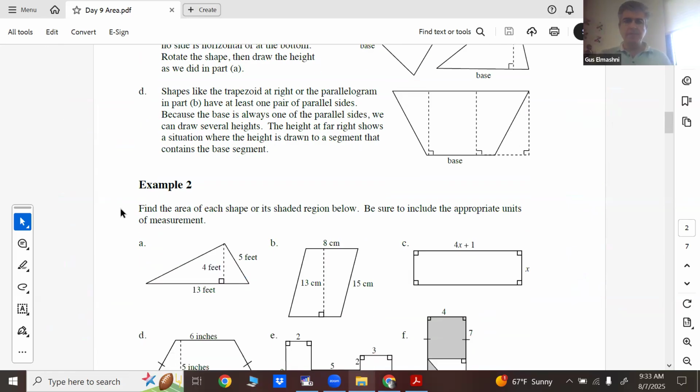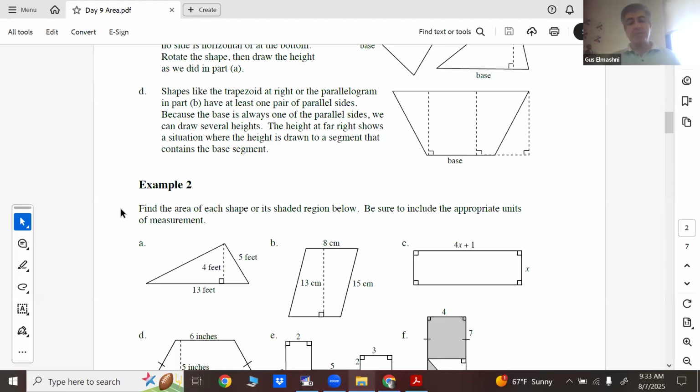Probably have at least one parallel side. Because the base is always one of the parallel sides, we can draw several heights. The height at far right shows a situation where the height is drawn to a segment that contains the base segment. Perfect. Thank you so much.